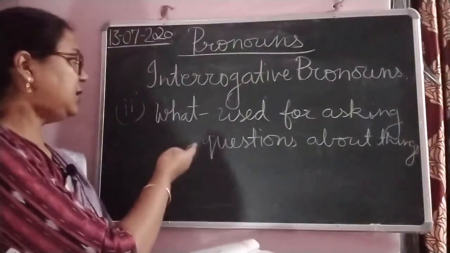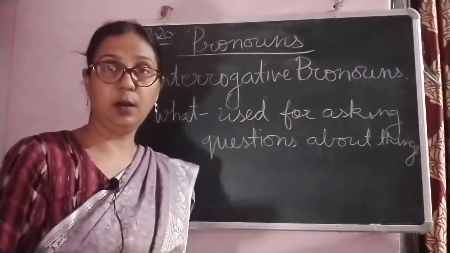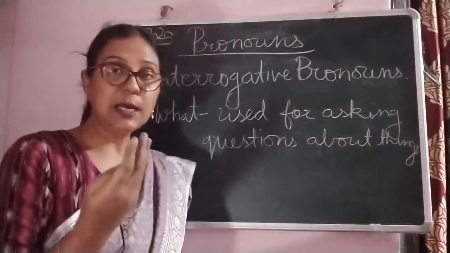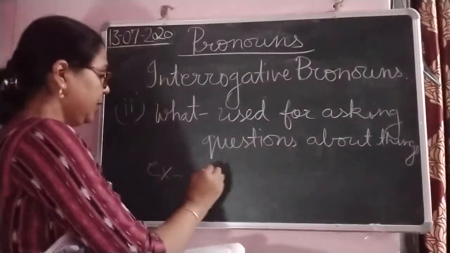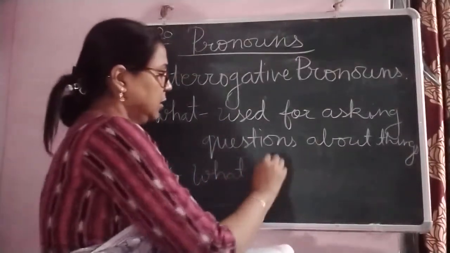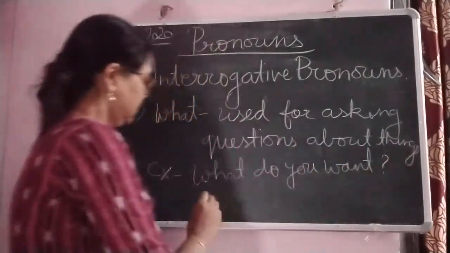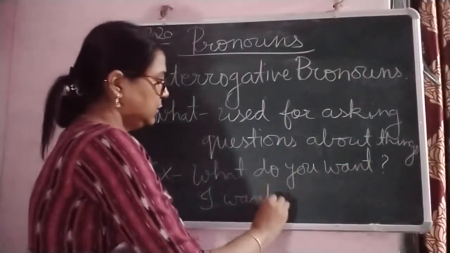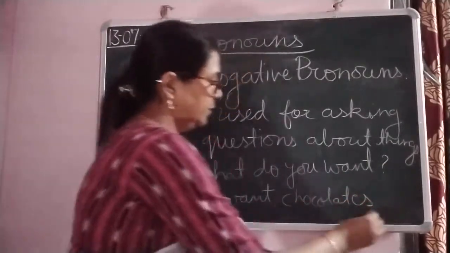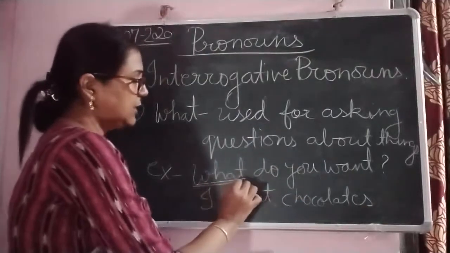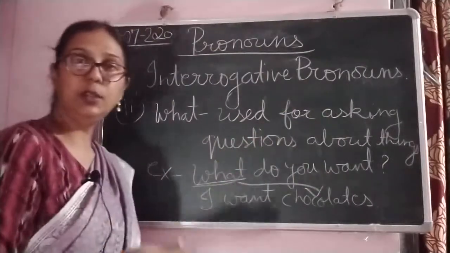So, here you can see what is used for asking questions about things. For example, what do you want? I want chocolates. So, you are just asking a question about the things. What do you want? I want chocolates. So, this question, what, is asking for the things. What is used for asking questions about the things?